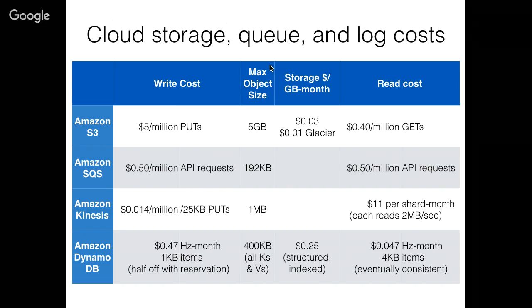Kinesis puts are 1.5 cents a million per 25 kilobyte put units, and it's complicated because you need to provision in advance how many bytes per second you're allowed to write. So it's a little hand wavy, but puts are definitely cheaper. And then Dynamo, it's all about provisioning how much you use in Hertz month, which is a very complicated metric, but it's the number of things you want to put per month in 1K items, and it's actually kind of expensive. So let's not talk about Dynamo as a place to put 70 KB objects.